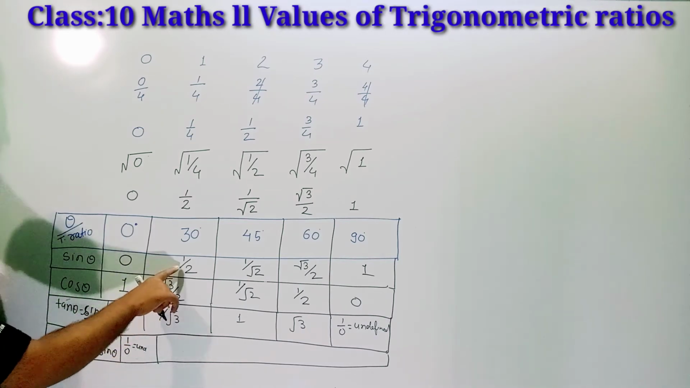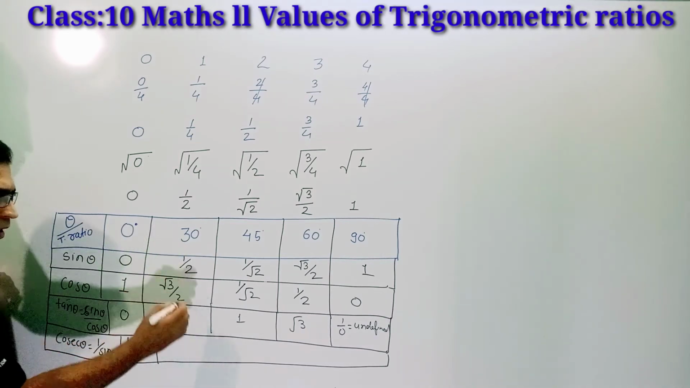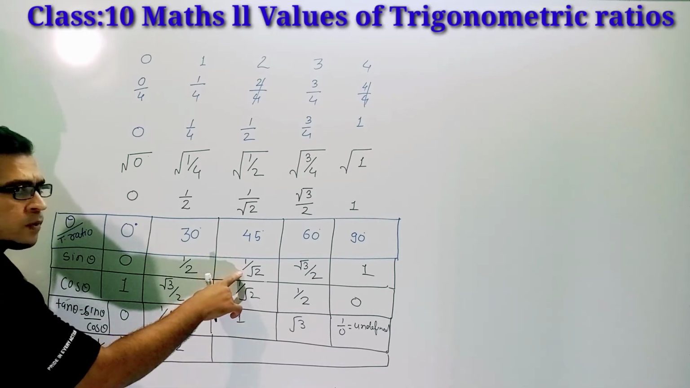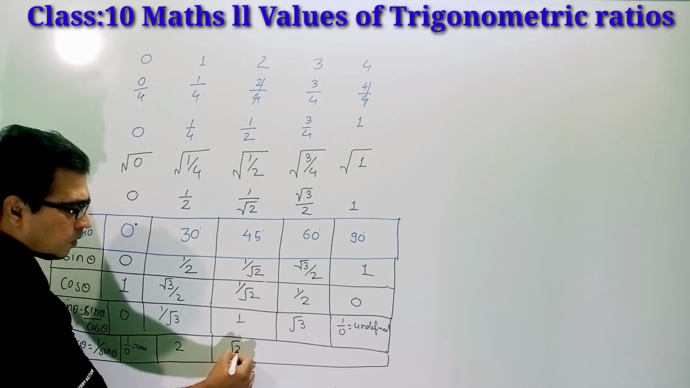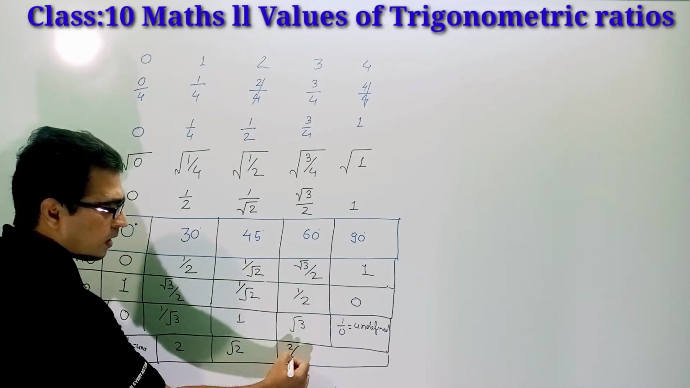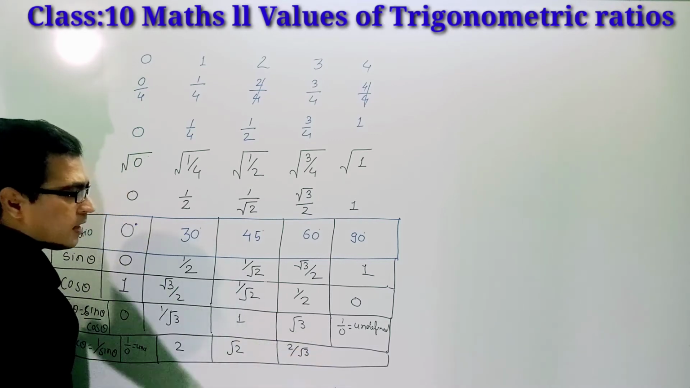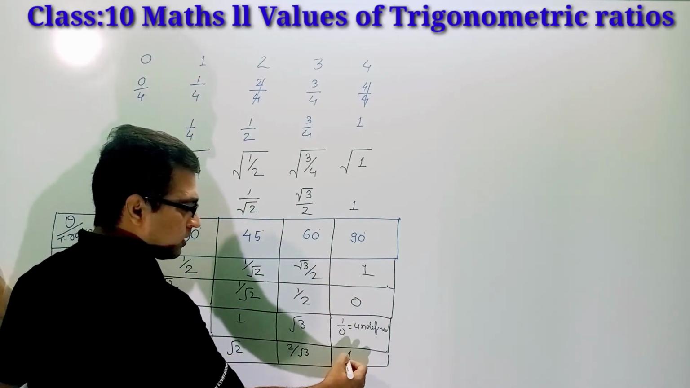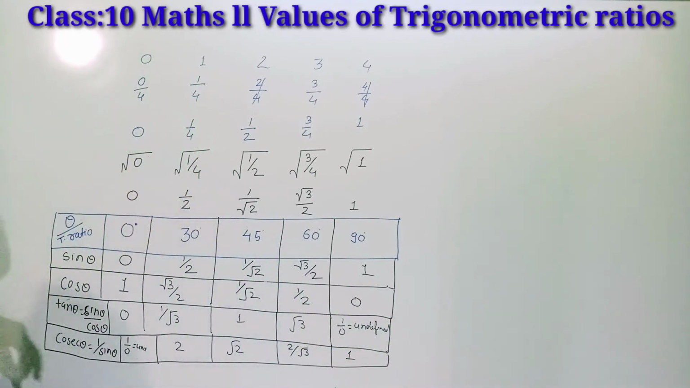Then the reciprocal of 1 by 2 will be 2. The reciprocal of 1 upon root 2 will be root 2. The reciprocal of root 3 by 2 is 2 by root 3. And the reciprocal of 1 is as it is. Right, student?